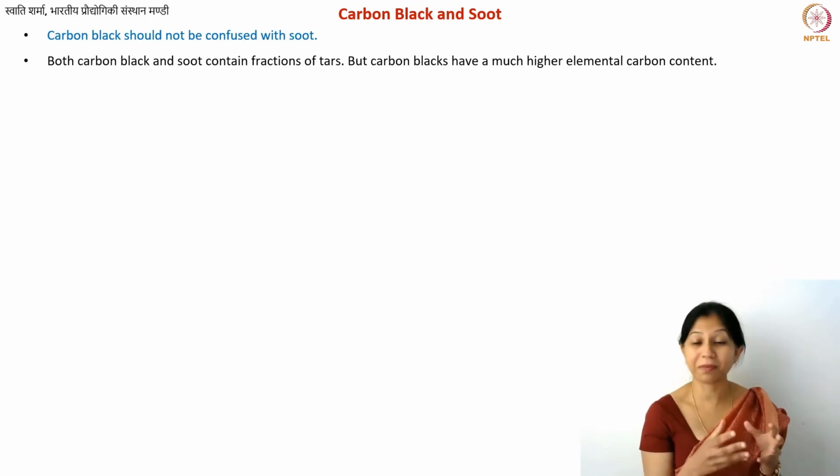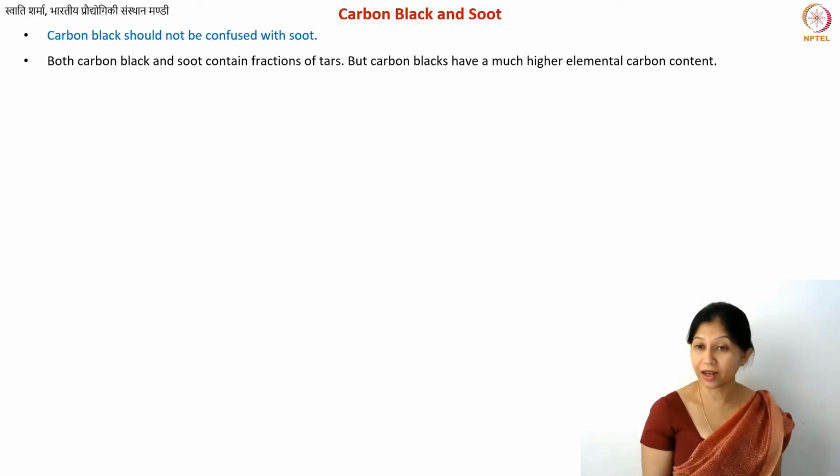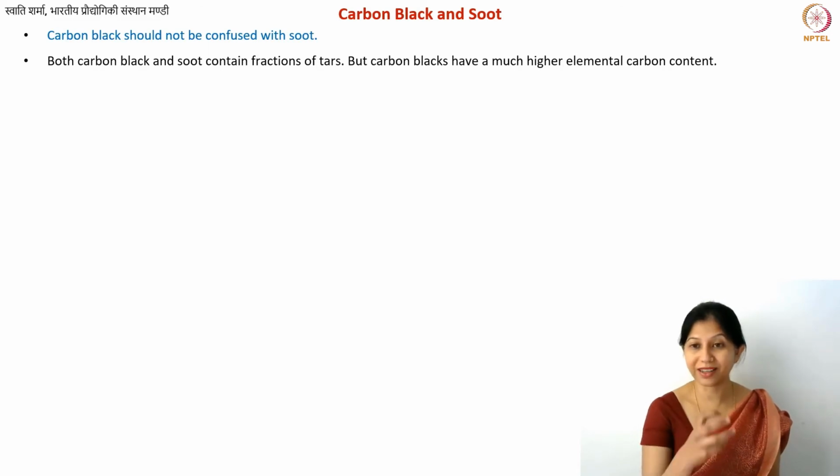So even if carbon black contains tar, how can you say that it is different from soot? Well, number one, the total C by H ratio. The ratio of carbon to hydrogen in the case of carbon black is much higher. This is what is known as the elemental carbon ratio. That is much higher in the case of carbon black.